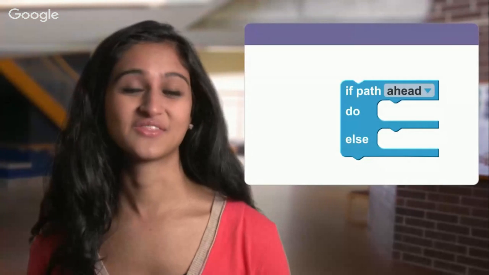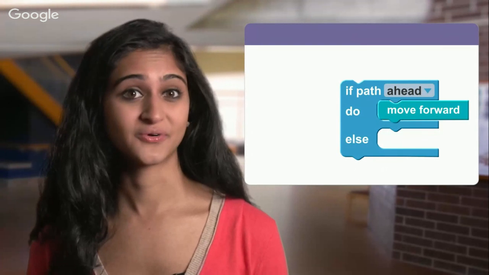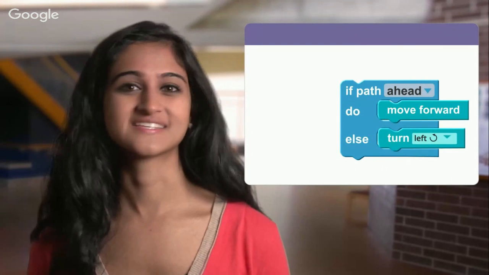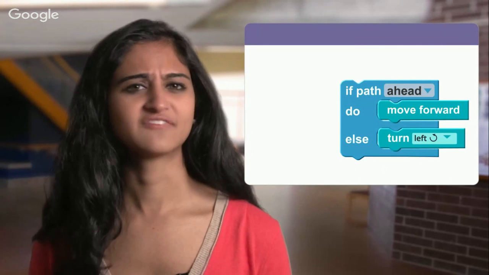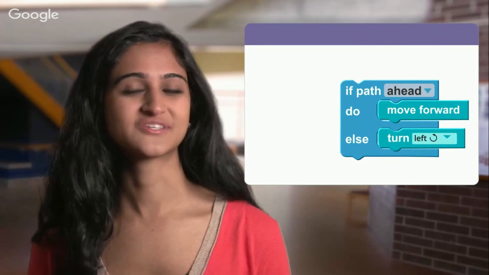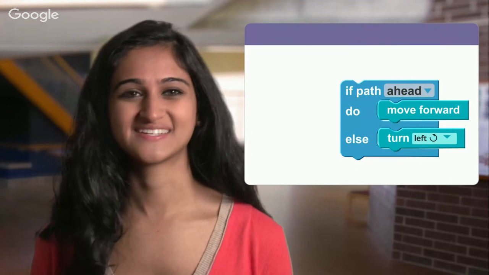This block looks the same as the if block, but there's an extra part on the bottom that says else. If I put a move block where it says do, and a turn left block where it says else, that means the zombie will move forward if there's a path ahead. And if there's not a path ahead, the zombie will turn left. It's making a decision and doing one of the two actions based on that decision.